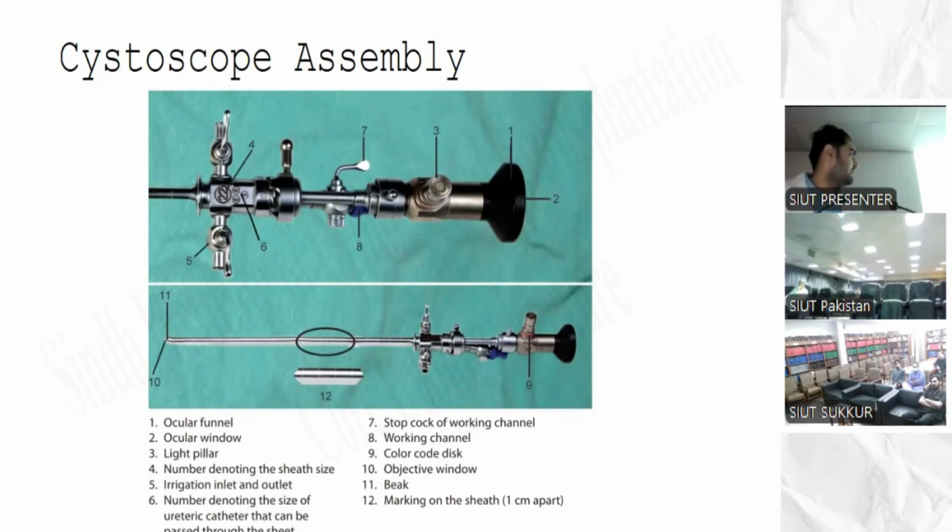And these are the ureter catheters that can be passed through this sheath through the working channel. And these are the inlet and outlet. This is the knob, right? And these are the markings on the sheath. The distal markings are 10 centimeter, and the proximal markings are at 13 centimeter.